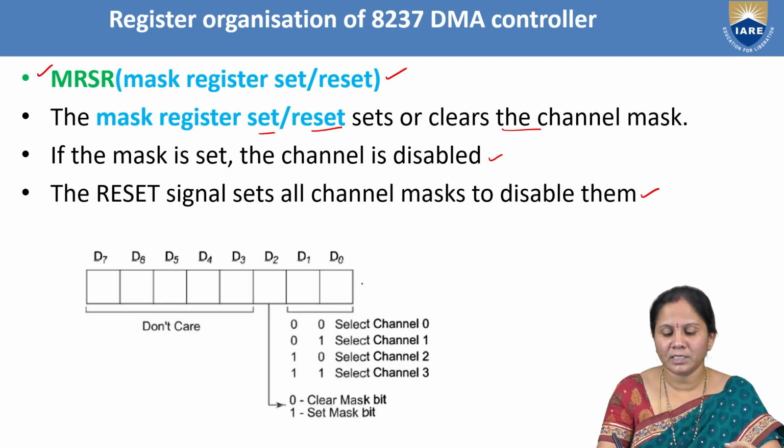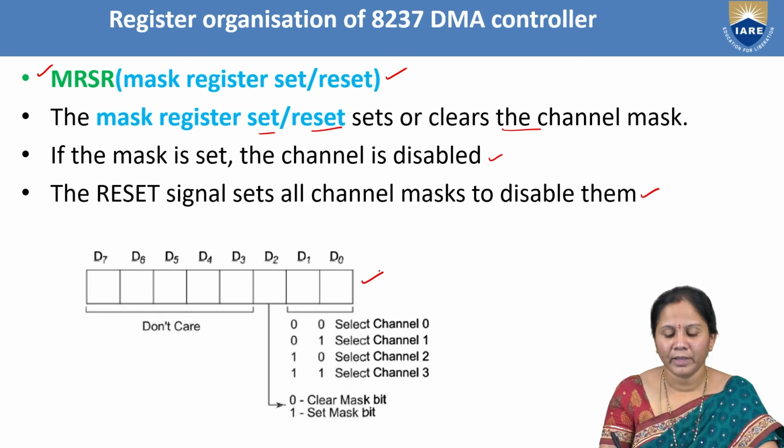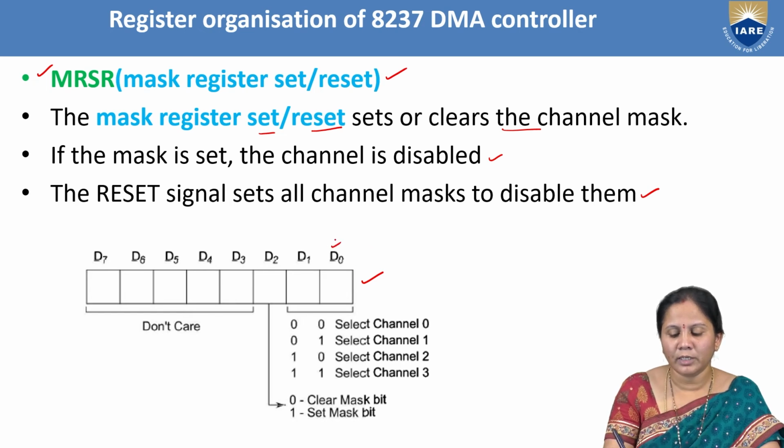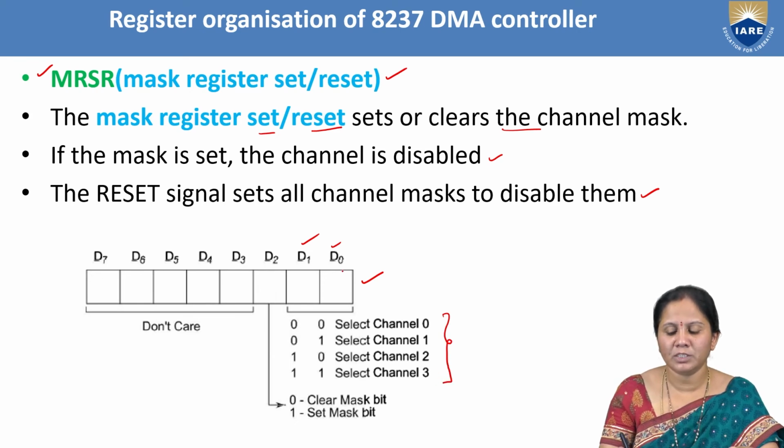And this is the register format of this mask register, set, reset. And this is an 8-bit register. So here this D0 and D1 bits decide which channel, channel selection will be decided by these D0 and D1 bits. So if these two bits are 0, 0, channel 0 will be selected. 0, 1, channel 1 is selected. 1, 0, channel 2 will be selected and 1, 1, channel 3 will be selected.